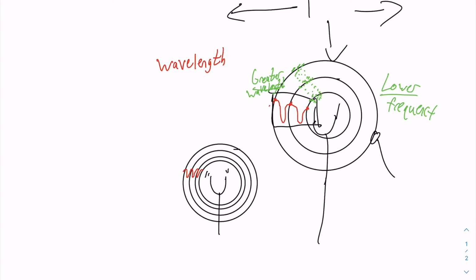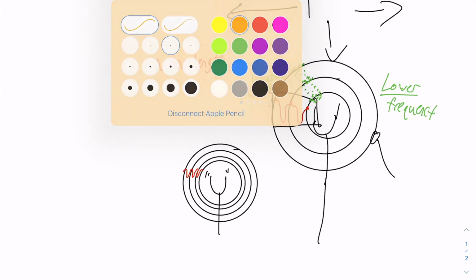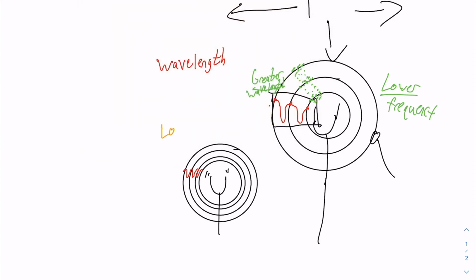Okay, if we look at our second tuning fork, this one has a lower wavelength. Right? Because if we look at this, there's really not a lot of space between them. The wavelength is very small. So a lower wavelength means higher frequency.